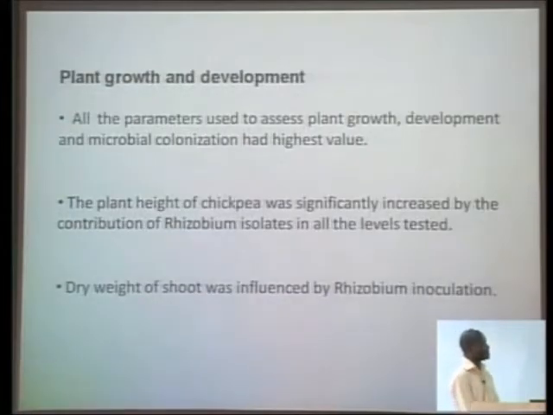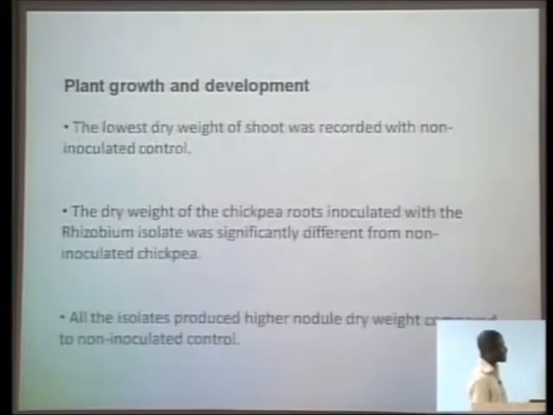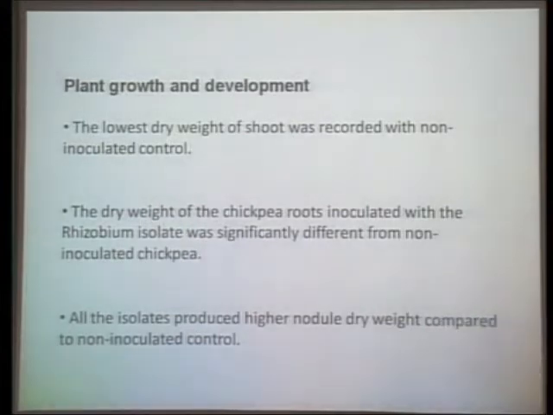All the parameters used to assess the growth, development and microbial colonization had a higher value. The plant height, of course, showed a significant increase by the contribution of the isolate, and the dry weight of the shoot was also influenced by the activities of the isolate. And the lowest dry weight of the shoot was recorded by the non-inoculated control chickpea, as I showed you.